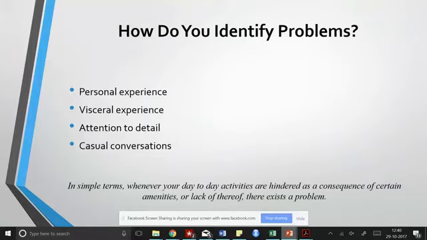Third is just attention to detail. If you take a walk from your hostel to Orion or LHC or SE, whatever it may be, you will see that there are so many things that you can change, and all it requires is some attention and just some action from the authority. And fourth is just casual conversations, and probably you're standing at staff scene, you're listening to someone talk about something, and you think, okay, maybe I can think about doing something for this. So in simple terms, whenever your day-to-day activities are hindered, or someone else's day-to-day activities are hindered as a consequence of certain amenities or lack of them, there definitely exists a problem.